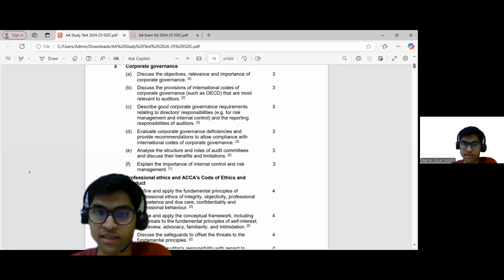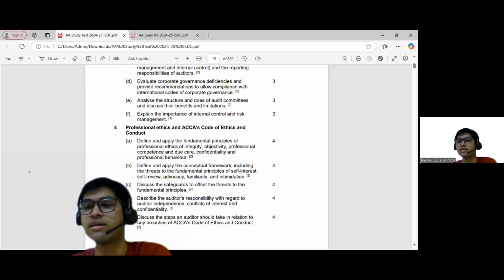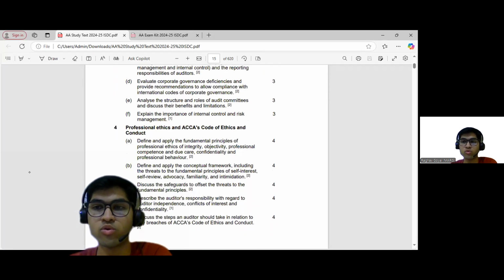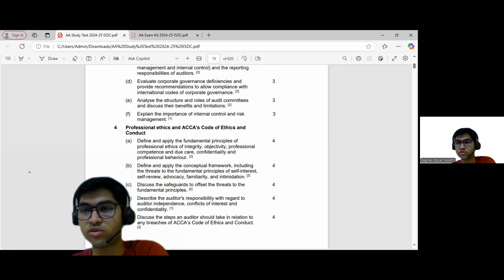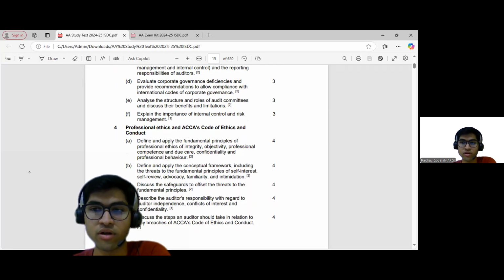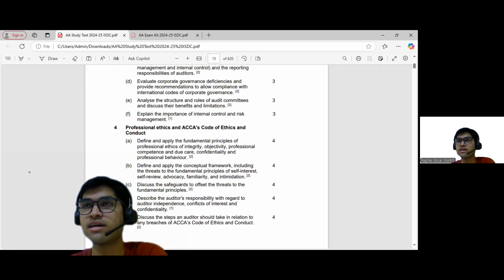Then we have various ethical considerations. As an ACCA professional, we are bound to act in the best interests of society as a whole. We have to adhere to principles such as integrity, objectivity, professional competence, and due care. Then we also have to maintain confidentiality, which means that we cannot leak client information to others for our benefit or for any other person's benefit. We are trusted with that information and we need to protect it.